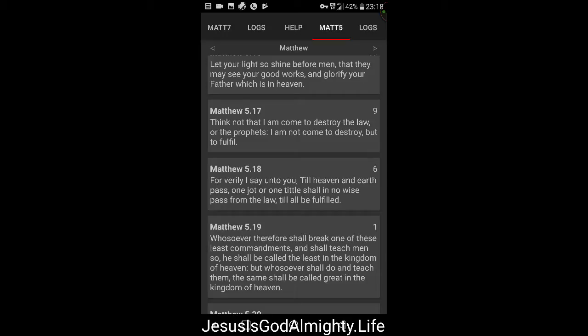Or Yeshua, I am not come to destroy, but to fulfill. Well, did Jesus or Yeshua fulfill things of the law and the prophets? Yeah. Did he fulfill everything? No. There are still prophecies in the so-called Old Testament that are yet to be fulfilled, okay?